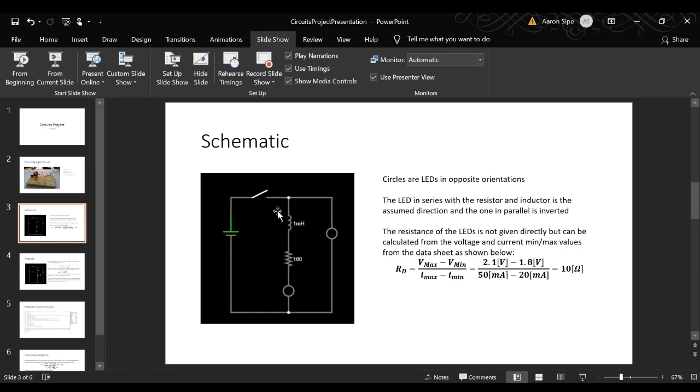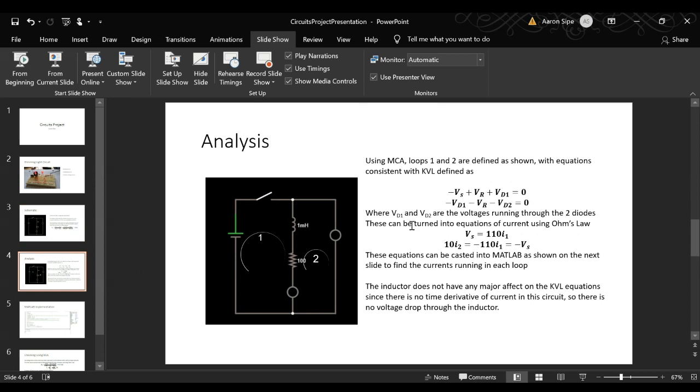Here I was saying that in order to calculate any of the currents running through the circuit, you have to calculate the resistance of the LED. Those values can be found on the spec sheet of the LED, and that will allow you to calculate the resistance from that. That resistance is used in this slide where I was using mesh current analysis with the circuit combined, put into the configuration as shown with loop 1 being on the left, loop 2 being on the right.